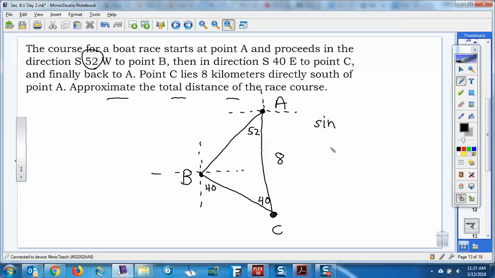Oh, what am I missing? I better get this angle right here. What's that going to be? 88, because you're going to add up 52 and 40. 52 and 40 is 92. Subtract that from 180, so 180 minus 92 is 88. So sine of 88 over 8, and then it doesn't matter, sine of 52 over little a. This would be little a. This would be little c.